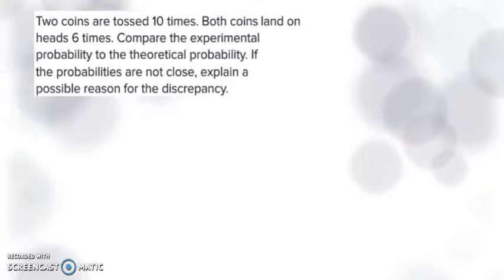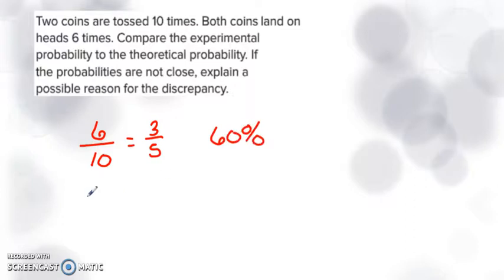2 coins are tossed 10 times. Both coins land on heads 6 times. So that means the experimental probability would be 6 times that the coins landed on heads out of 10 tosses. That reduces to 3/5, which would be 60%. Now, if we look at the theoretical probability, we have to look at each coin individually. So 1/2 for heads on the first coin, 1/2 for heads on the second coin, which would give us a theoretical probability of 1/4, which is 25%. These two percentages aren't close together, so a possible explanation is that there were not enough trials completed during the experimental probability phase.